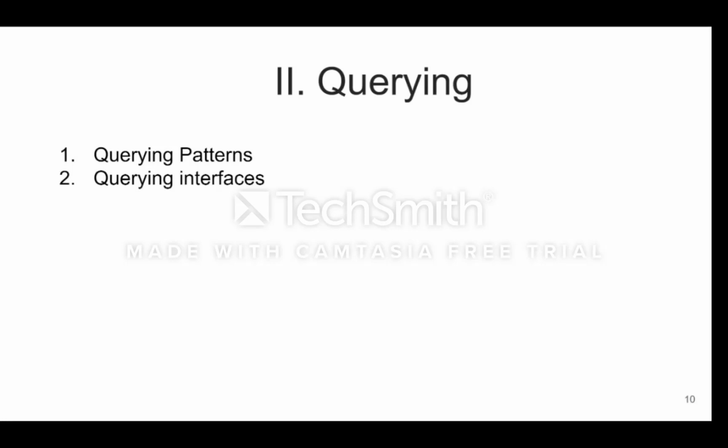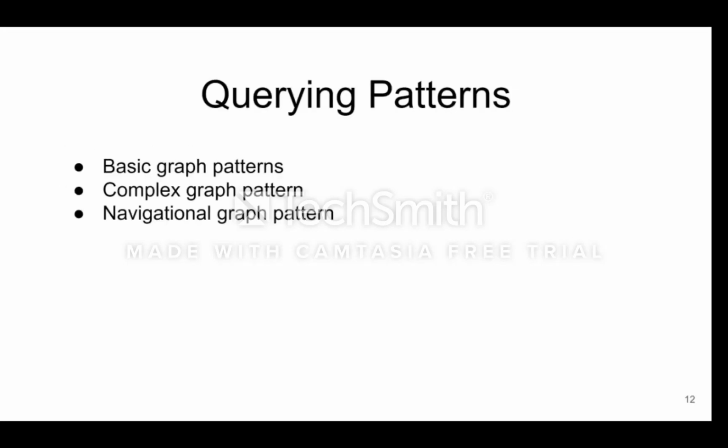Hi everyone, I will walk you through section 2 of chapter 2. In this section, we will discuss querying in knowledge graphs. I will introduce you to querying patterns and querying interfaces. Firstly, I'm going to talk about querying patterns. We will discuss three types of patterns: basic graph patterns, complex graph patterns, and navigational graph patterns.